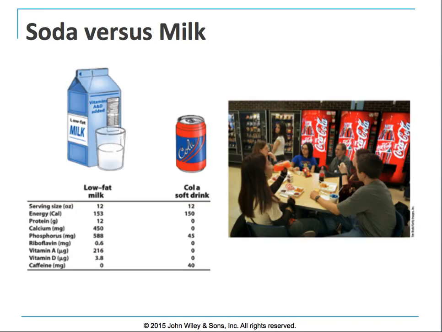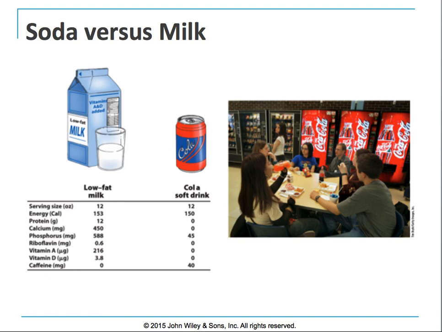Soda versus milk. So this is just a little comparison, kind of showing you healthy beverages versus not so healthy beverages. So this is comparing low-fat milk to a cola soft drink. In both examples, they are 12-ounce portions. The calories in 12 ounces of low-fat milk is 153 calories, and in a 12-ounce soda, it's 150 calories. So pretty near equal, right? Just about the same.